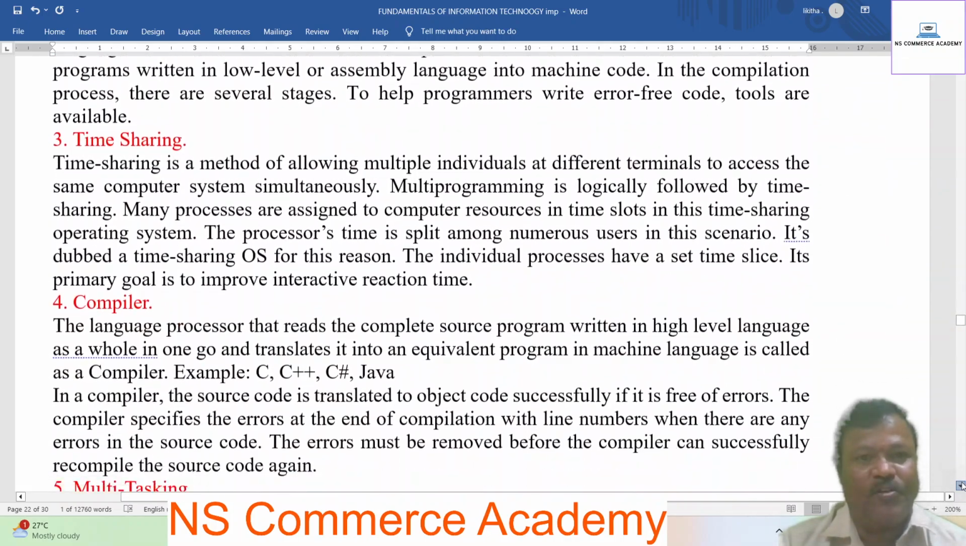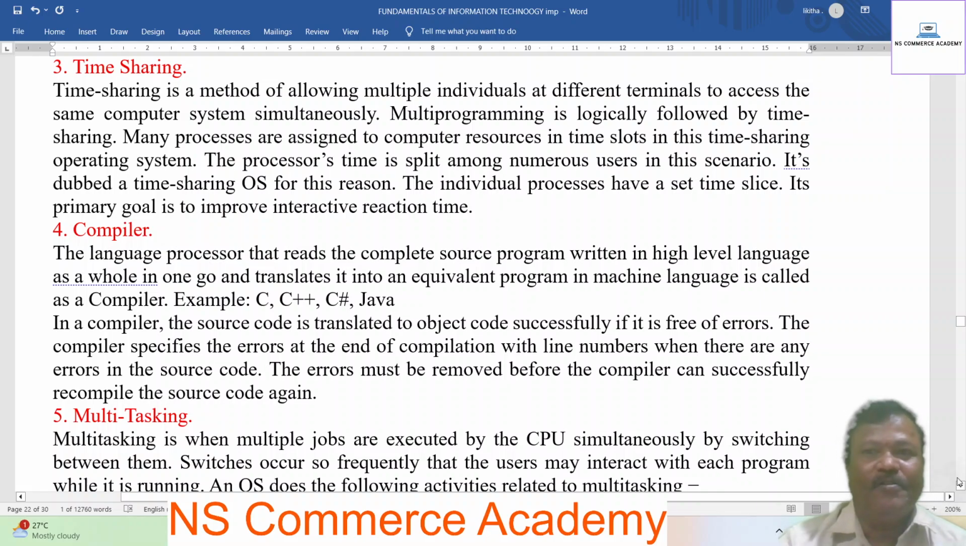Next, the third question: time sharing. Time sharing is a method of allowing multiple individuals at different terminals to access the same computer system simultaneously. Multi-programming is logically followed by time sharing. Many processes are assigned to computer resources in time slots in this time sharing operating system. The processor time is split among the numerous users in this scenario. It's dubbed a time sharing operating system for this reason. The individual processes have a set of time slots. Its primary goal is to improve interactive reaction time.